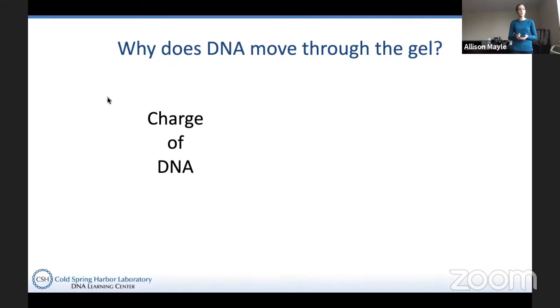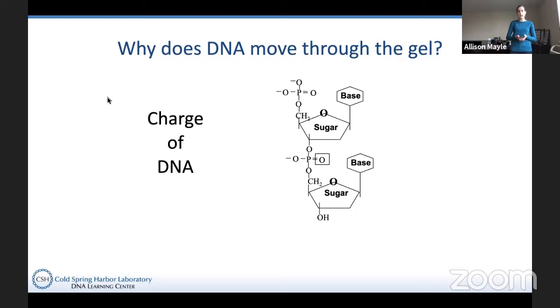Well, this has to do with the charge of DNA. So think back to that illustration of DNA I showed you at the beginning. Do you remember any parts of the DNA that might have had a charge, either positive or negative, labeled on it? Or maybe you've learned about this in one of our other labs. DNA has a negative charge, and it's from the phosphate groups on the backbone.